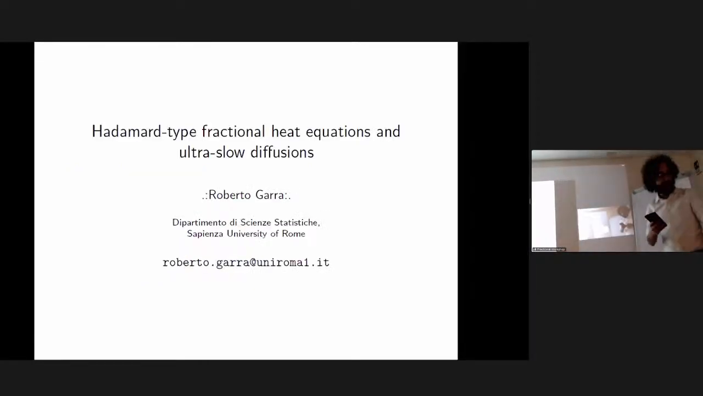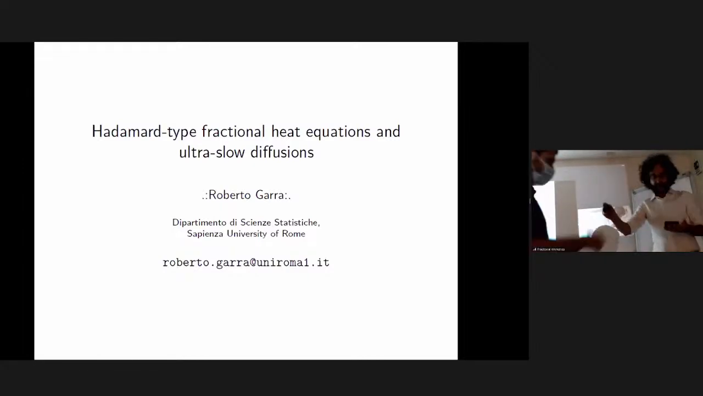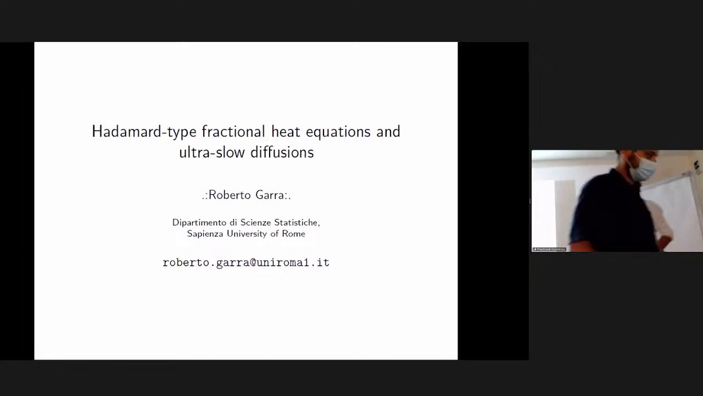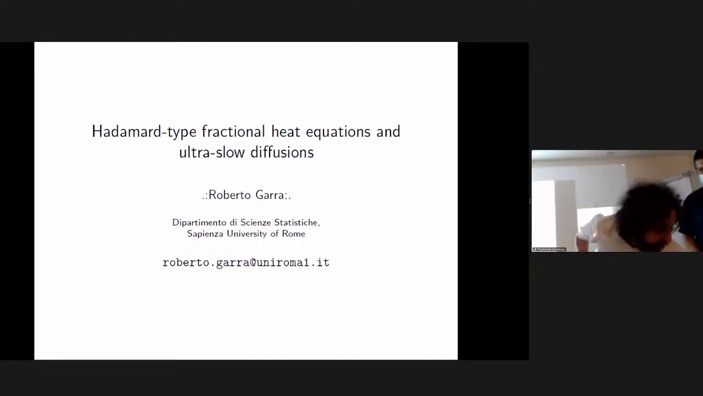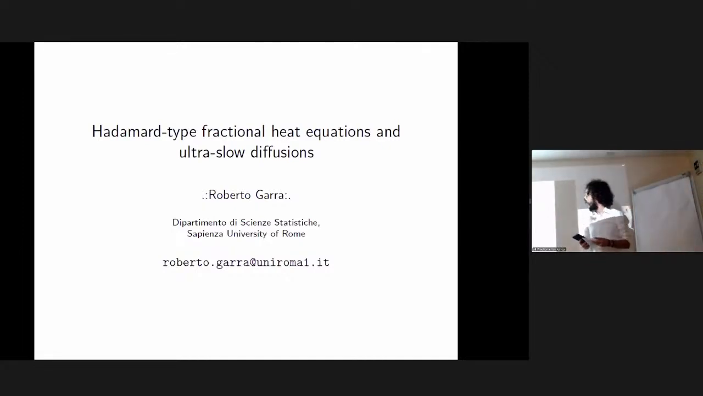to the next thing in our program, that is a standard talk by Roberto Garra from University of Rome Sapienza, who will talk to us about Hadamard fractional equations and ultra-slow diffusion. So, Roberto, the floor is yours.